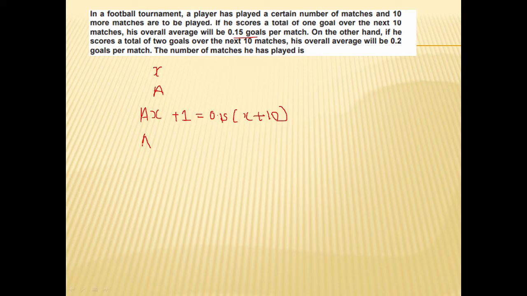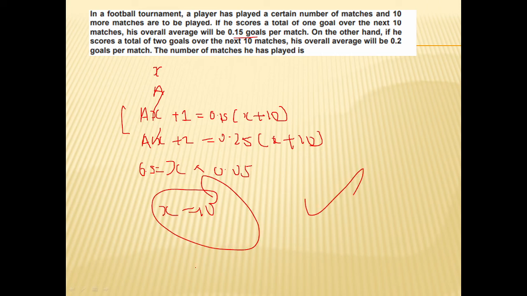Now case 2 is given that he scores 2 goals in the 10 matches and his average is 0.25, with X plus 10 matches. Subtract both the equations. AX is gone. On solving this, you will get 0.5 equals X into 0.05. So X will be 10 as your answer. Easy question this was. 10-20 seconds.